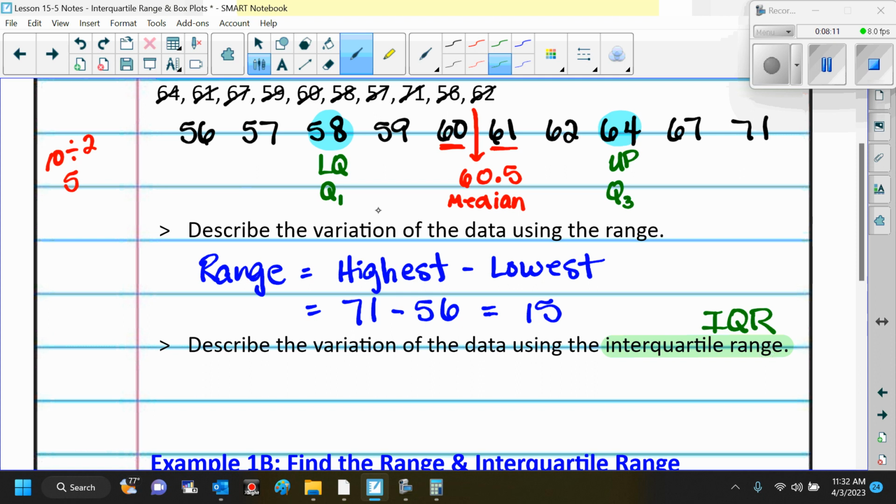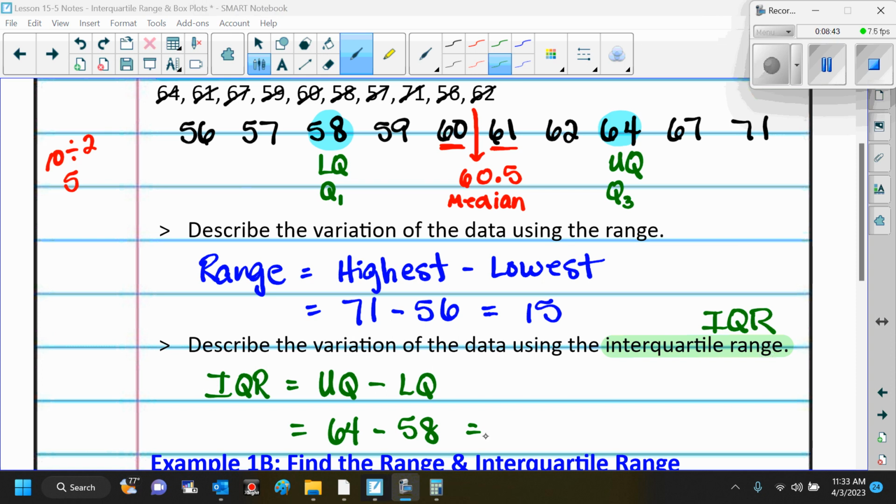So to find the interquartile range, the IQR, we take the upper quartile. Oops, I put up over here. I'm supposed to put UQ. So we're going to take the upper quartile minus the lower quartile, and that's going to give us the interquartile range. So we've got 64 minus 58, and that gives us 6.